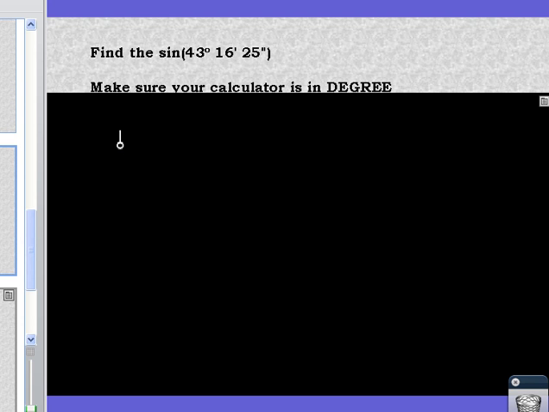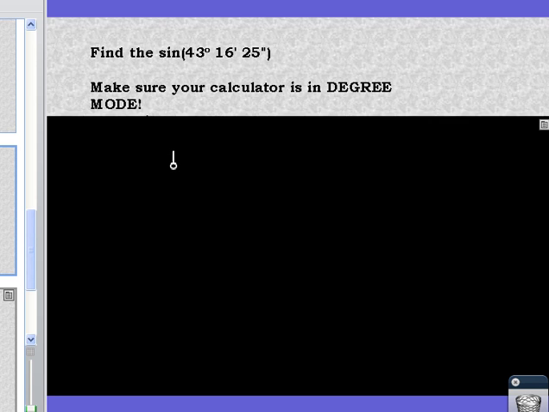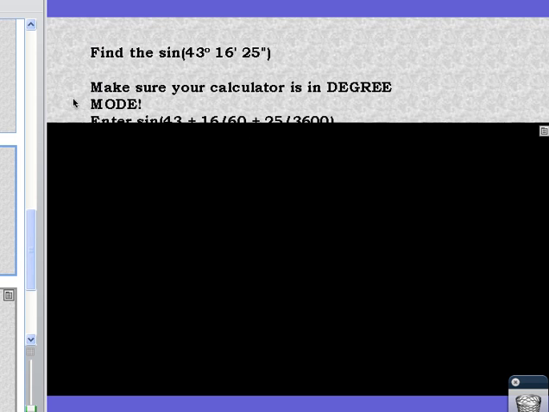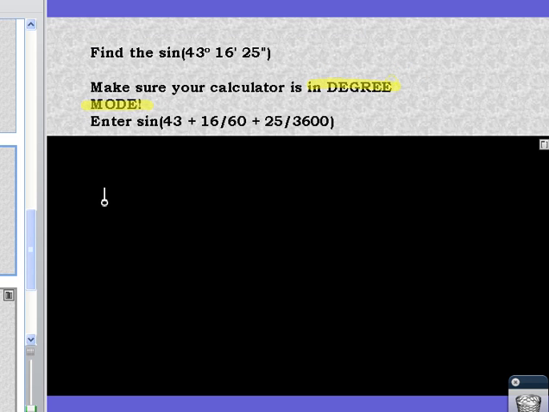Find the sine of 43 degrees, 16 minutes, and 25 seconds. So notice this is a degree concept. So the first thing you want to do is make sure you're in degree mode. I know we were just working in radian mode, but for all of these problems you're going to be in degree mode. And then the best thing to do, you don't want to be doing a lot of rounding essentially.